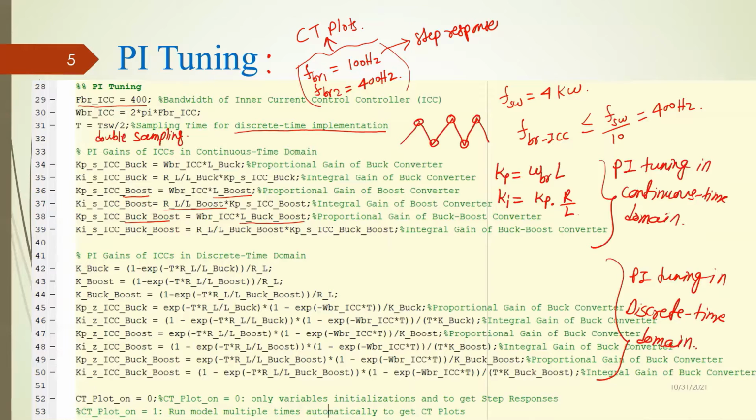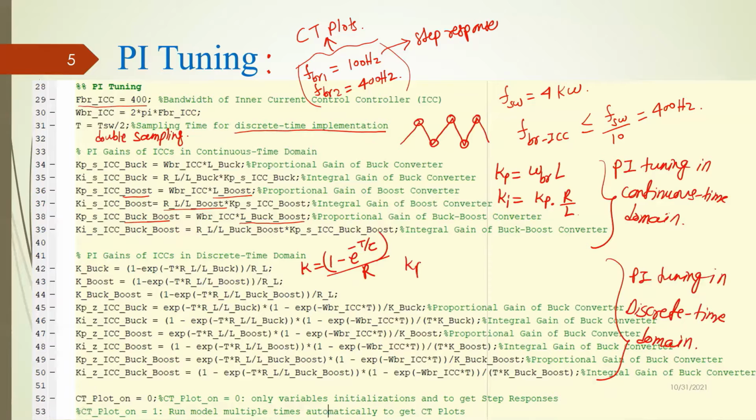And again, you can see the expression. So here the expression for K is 1 over 1 minus e power minus T over tau divided by R. So this is our K. And so for each converter, I have computed the K.